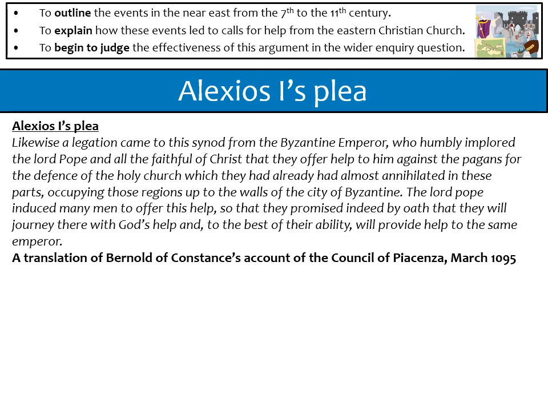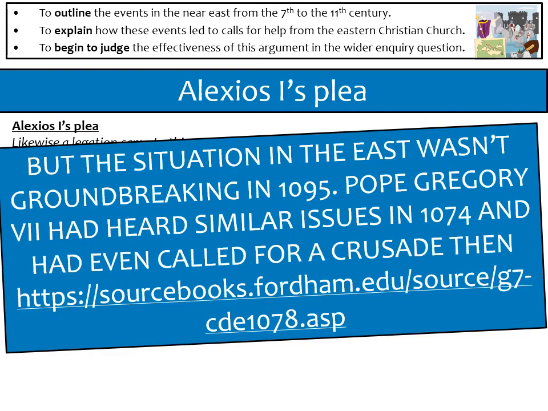The Lord Pope induced many men to offer this help, so that they promised indeed by oath that they will journey there with God's help, and to the best of their ability will provide help to the same emperor. So that's the only real record that we have of Alexius I's plea, but clearly it has an impact. March 1095, Urban II gets this plea. By November, he's called for a crusade.